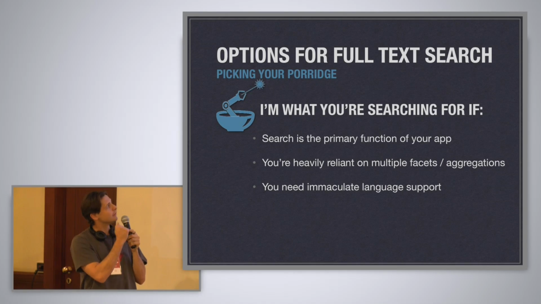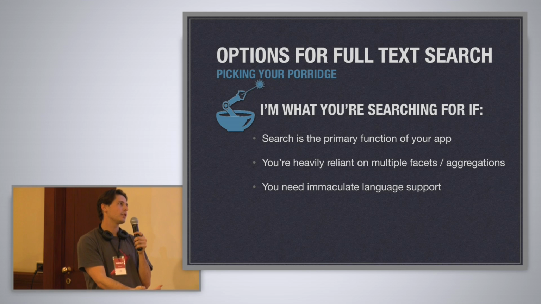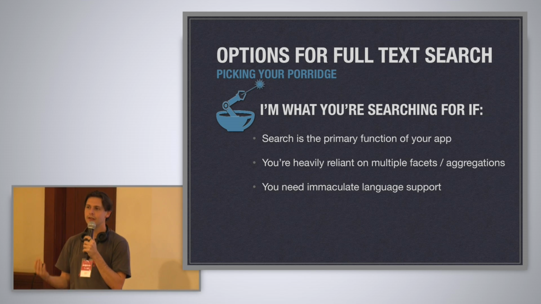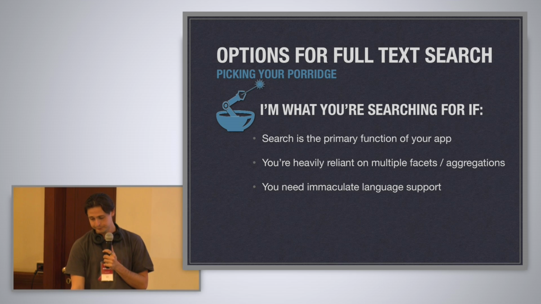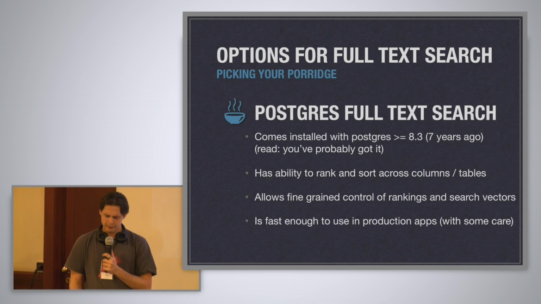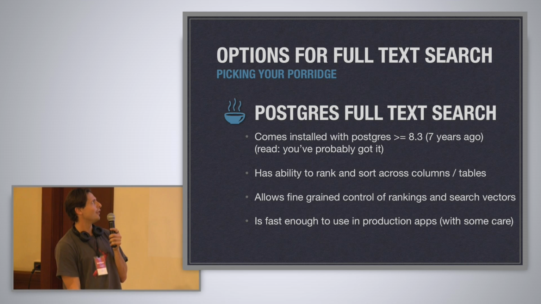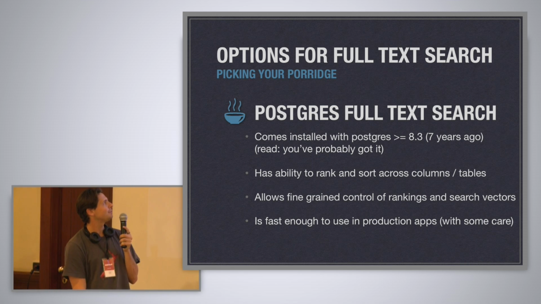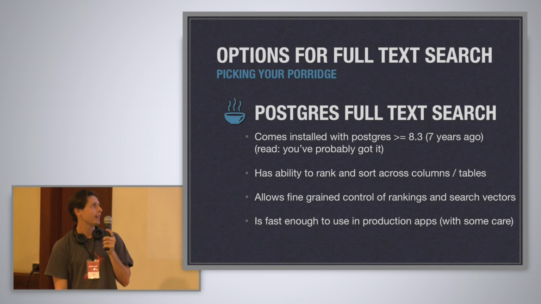And so, yes, if you're heavily relying on multiple facets or aggregations, if you need immaculate language support, go with the more powerful option. If you don't need the more powerful option, go with the less powerful option that simplifies your architecture. And so that brings us to our last porridge, the just right porridge, and that's Postgres full text search. And this comes installed with Postgres and has been around for a really long time.